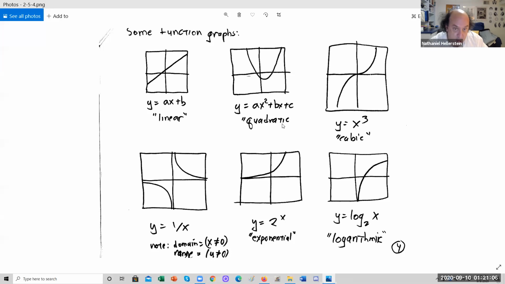I should end that quote mark. Change this in the original. Okay, and its graph is this U-shaped curve called a parabola.